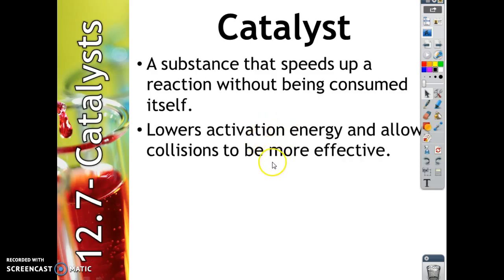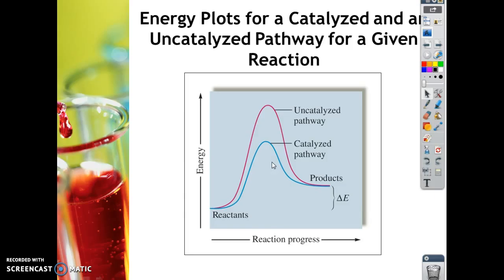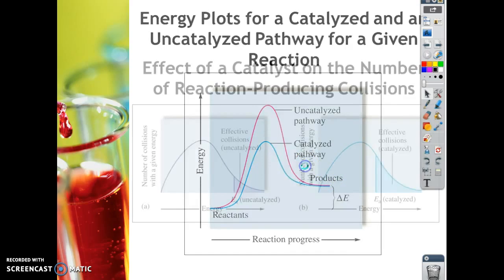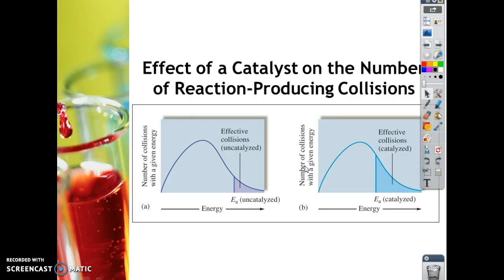So this lower energy allows more stuff to collide, and it changes what our little graph looks like. So our catalyst makes our activation energy lower. But look, it didn't change our energy change. It's still the same. So it didn't really speed it up. Now here's what's happening with our catalyst. It's increasing our effective collisions. This many were effective here without a catalyst. It more than doubled it over here.